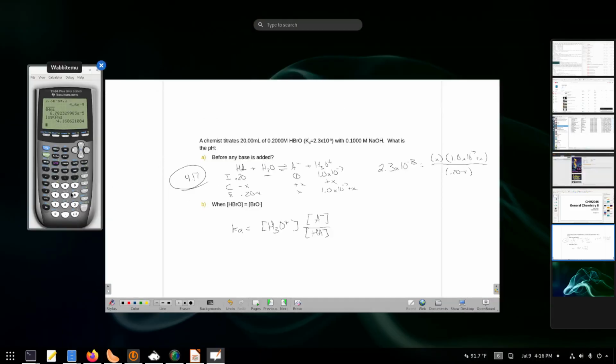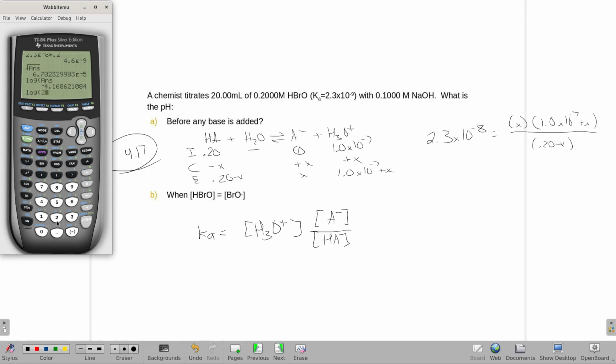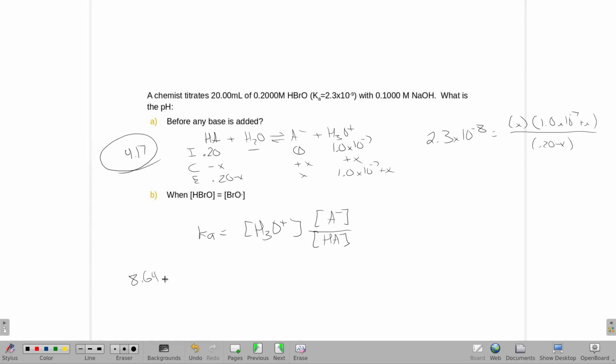So its pH is the negative log of 2.3 times 10 to the negative 9th. And we get a pH of 8.64. So far in our graph, we have starting at about 4, and then we're in this buffer curve before we go up to our equivalence point. I'm going to put the equivalence point right there. But this 8.64 is dead middle of this buffer curve. So this is about 8.6. This is 4.17.